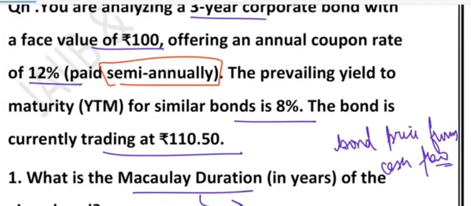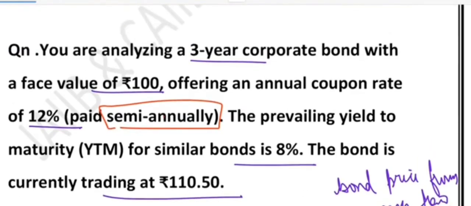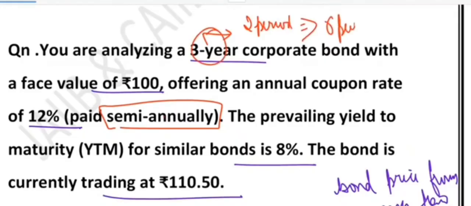So what is the meaning of the term semi-annually? You know it very well. Twice a year, right? So basically, since this bond pays a semi-annual coupon, that means 2 payments per year for 3 years. So can you tell me how many periods there will be? See, in every year, 2 periods, right? So total is three years. So it will be 6 periods in total, right?